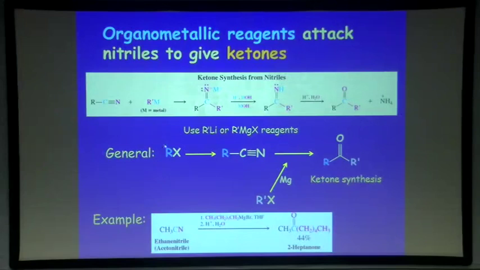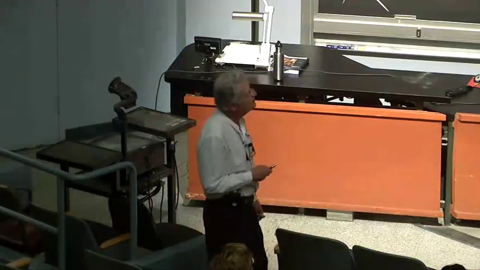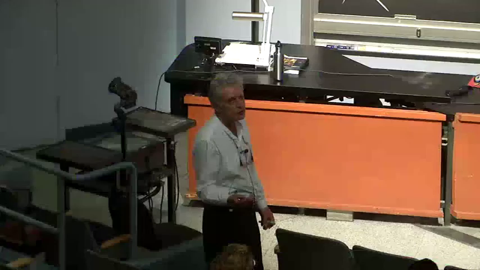And then remember, the nitrile, of course, is derived potentially by SN2 from the haloalkane, and so this gives you an additional, very general way of constructing ketones. And remember, we already mentioned that in the method where we used acyl halides and cuprates.